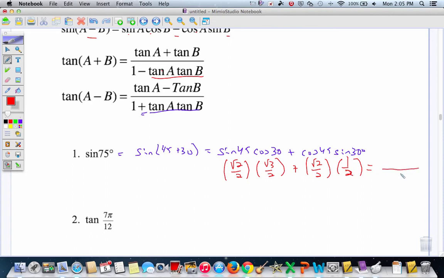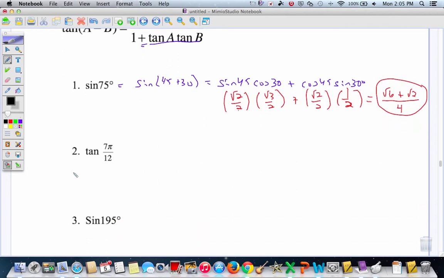I'm going to shortcut this a little bit. They're both going to have a denominator of 4, 2 times 2 and 2 times 2. My first numerator is square root of 2 times square root of 3, or square root of 6. My second numerator is 1 times the square root of 2, or square root of 2. So you can see our answer looks very similar to one of our cosine answers from our previous section: square root of 6 plus square root of 2 all over 4.